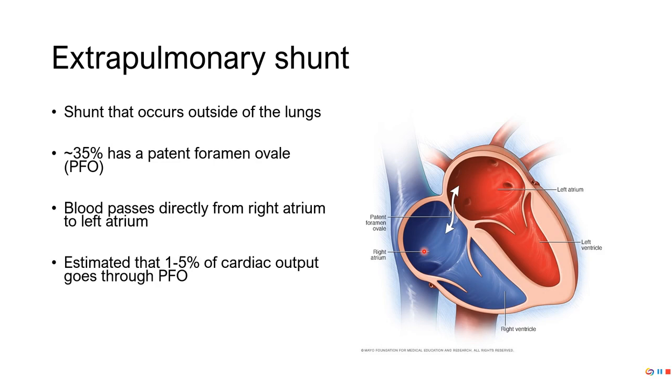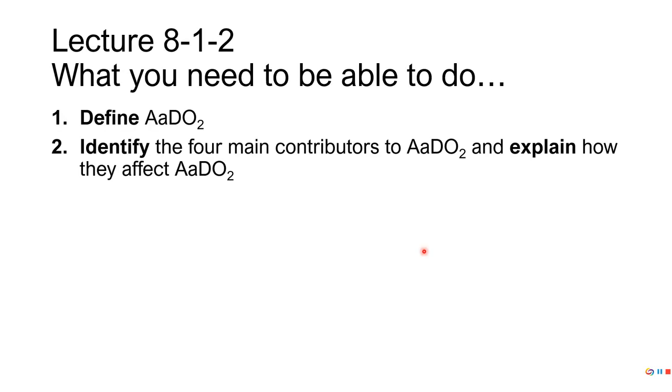Okay, at rest, maybe 1 to 5% of the cardiac output goes through, but during exercise, when we have higher pressures and higher amount of blood returning to the right side of the heart, we will increase blood through our PFO, if you've got one. I don't, and that will ultimately reduce arterial oxygen in your arteries. So what do you need to be able to do? Define AaDO2, and identify the 4 main contributors to AaDO2 and describe or explain how they affect AaDO2.